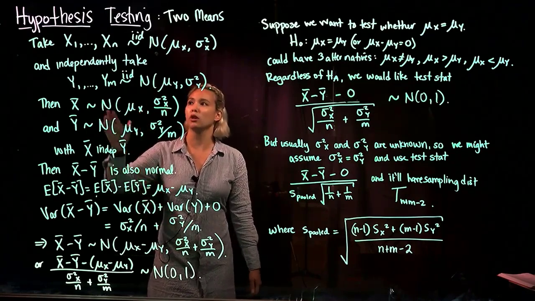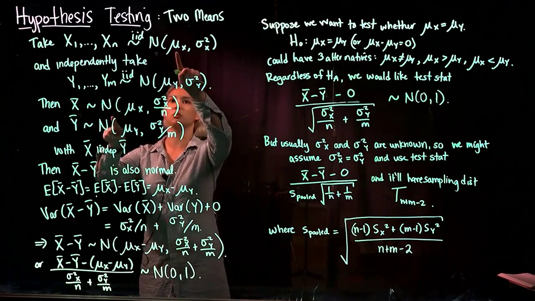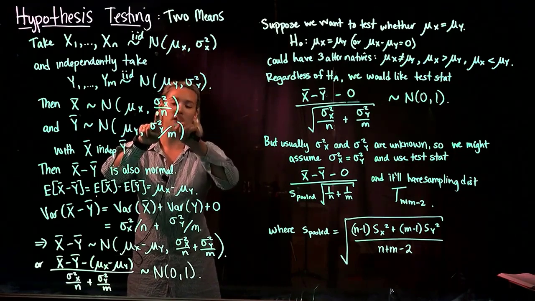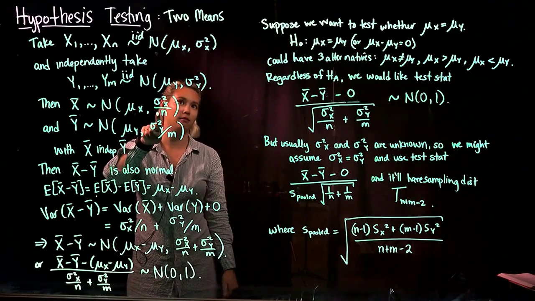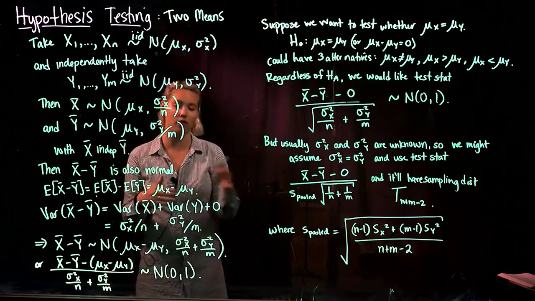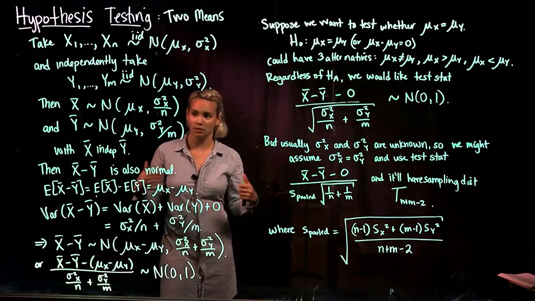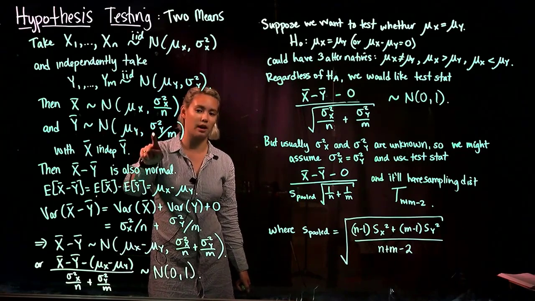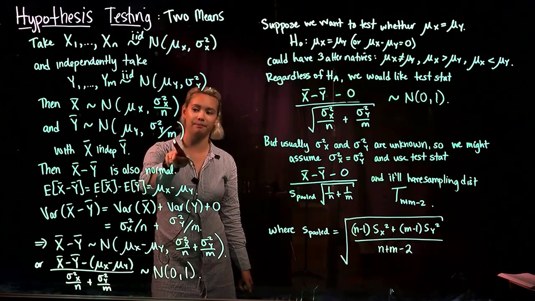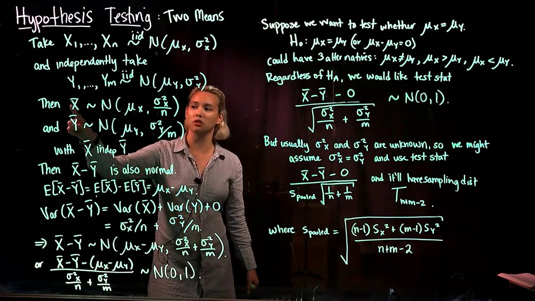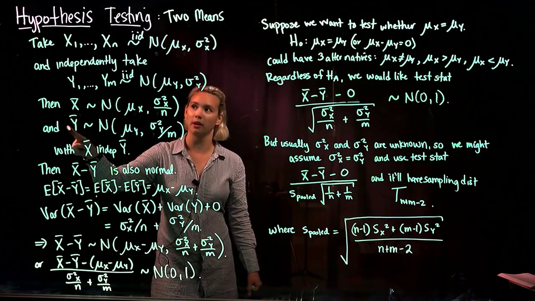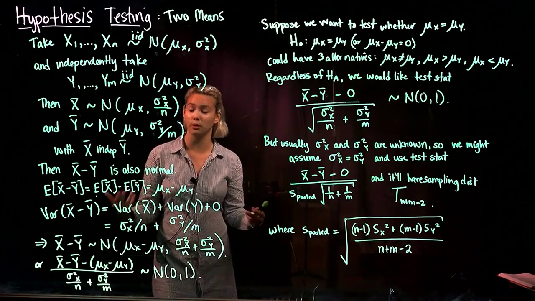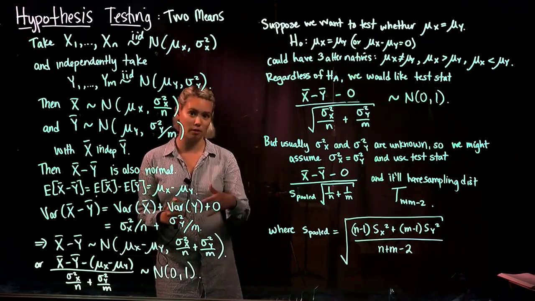We know that x bar has a normal distribution with mean mu x, and the variance of x bar is sigma squared x divided by n. That is basic information we know from probability. Similarly, y bar has a normal distribution with mean mu y and variance sigma squared y divided by its sample size m. We know the distribution of x bar, we know the distribution of y bar, and we know that x bar and y bar are independent. So we can figure out pretty easily the distribution of x bar minus y bar.